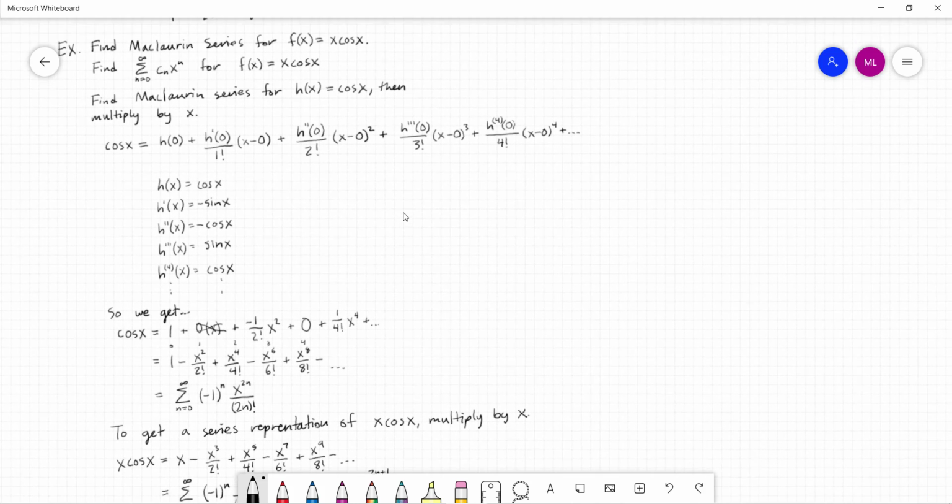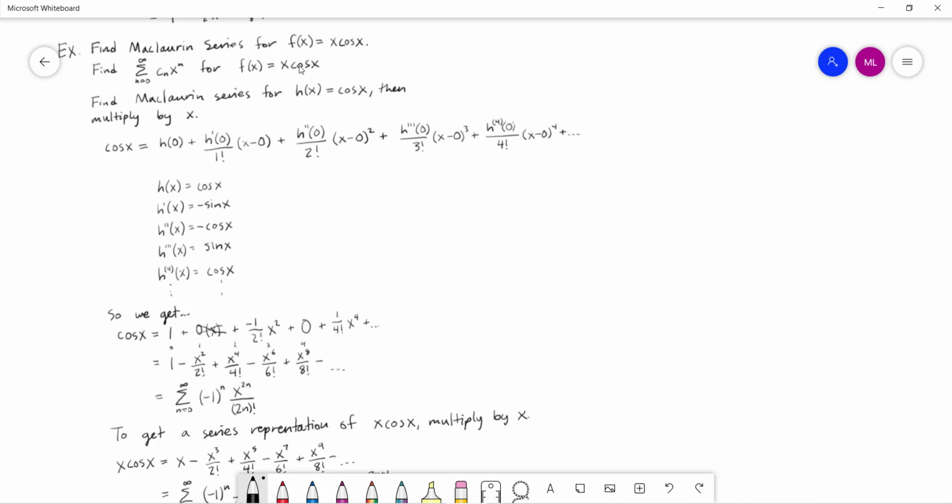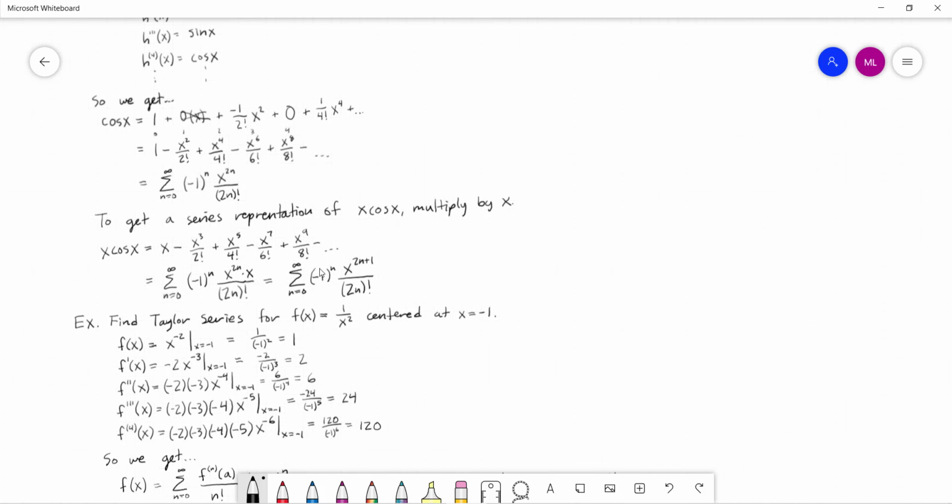So given that you know the Taylor series for cosine of x, how do you do x cosine of x? You don't need to go through all of the work here. You can use the known Taylor series. You can start at this jumping off point down here in order to get the final result that we got down here. So that's going to be one common thing.